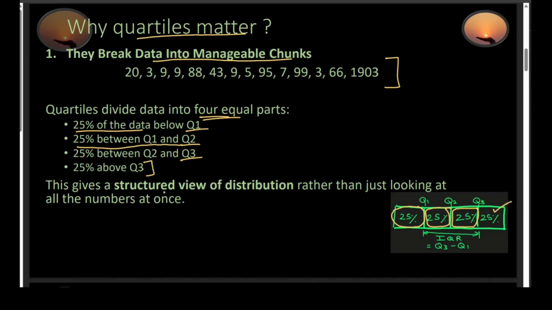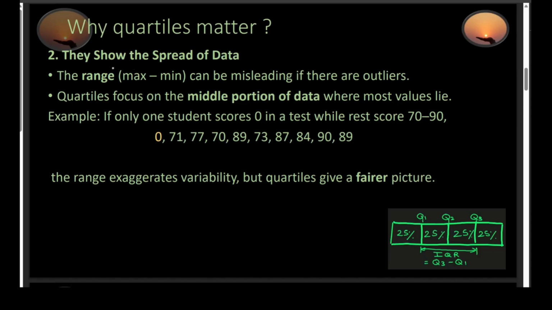They give you a structured view of your distribution. If you look at all the numbers at once, they would not make sense. But once you know your Q1, Q2, Q3, it helps you understand how your data is distributed. So quartiles help you show the spread of your data.